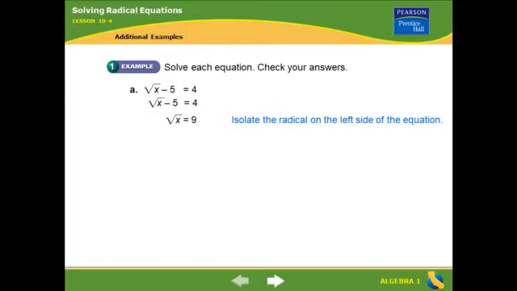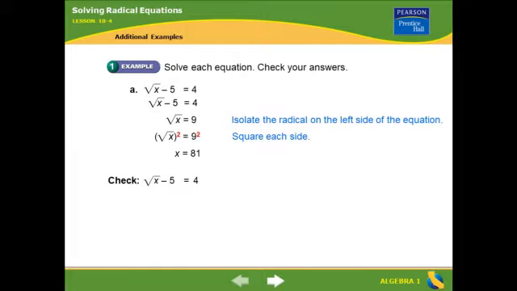So we will have the square root of x minus 5 plus 5 equals the square root of x, equals 4 plus 5, that is 9. We have already isolated the radical expression on the left. Then after that, square each side, the left and the right. The result would be x equals 9 squared, that is 81.